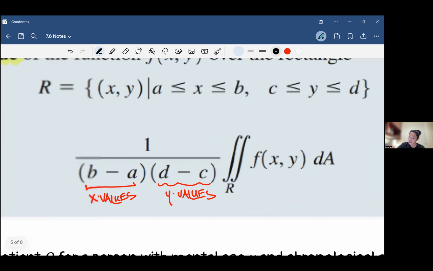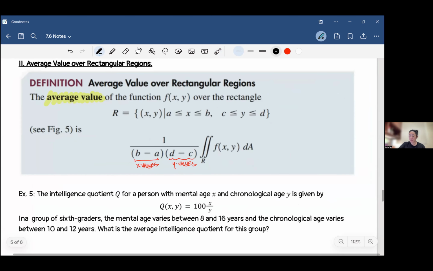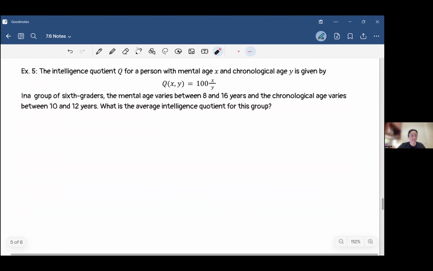And so the process is going to be really similar to what we did before. We're just going to need to remember to multiply by this 1 over business at the end. Okay. So let's take a look at an example.